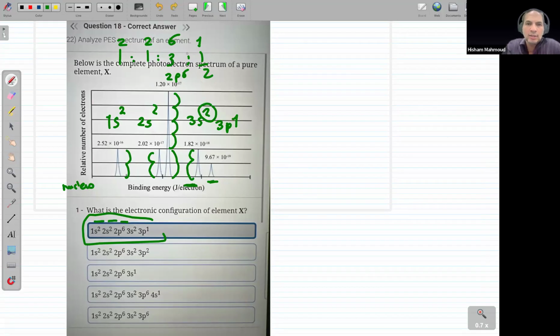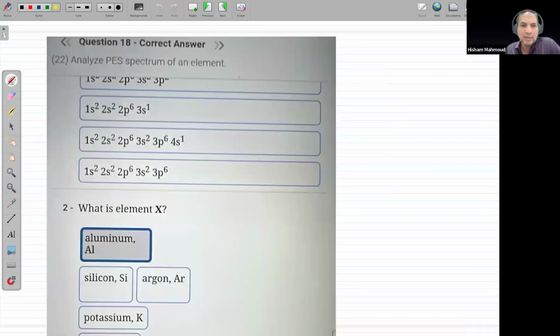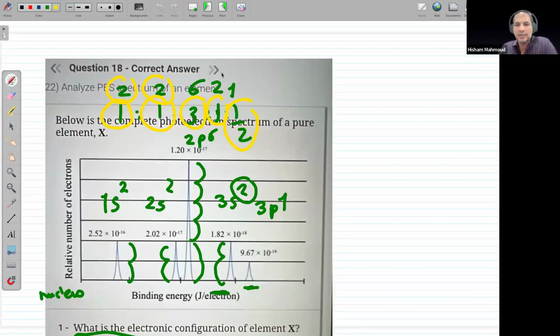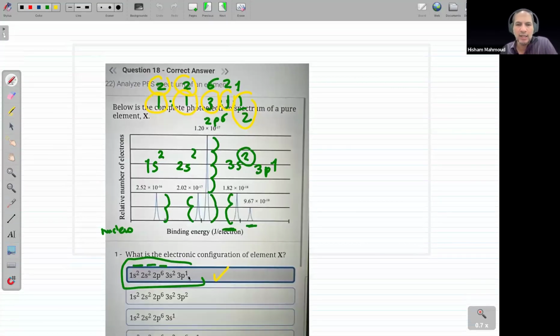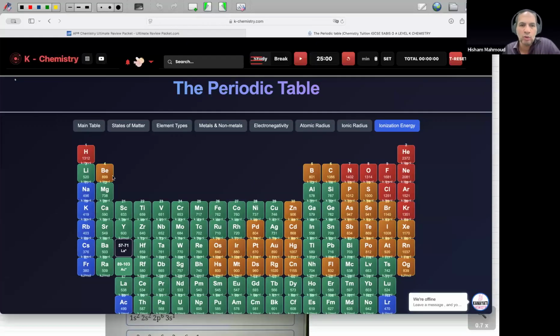I did not write it. There is actually a 2 here and 1 here. So the ratio is 1 to 1 to 3 to 1 to half, meaning 2 electrons to 2 electrons to 6 to 2 to 1. Okay, that's the correct answer of element X. And what is the element X? Let's go to the periodic table and check which element has this configuration. What ends in 3p1? It doesn't take much time to know that 3p1 is gallium. Is it?